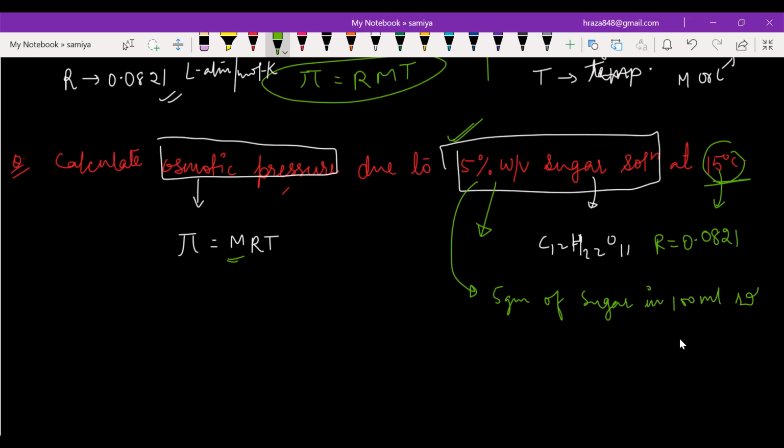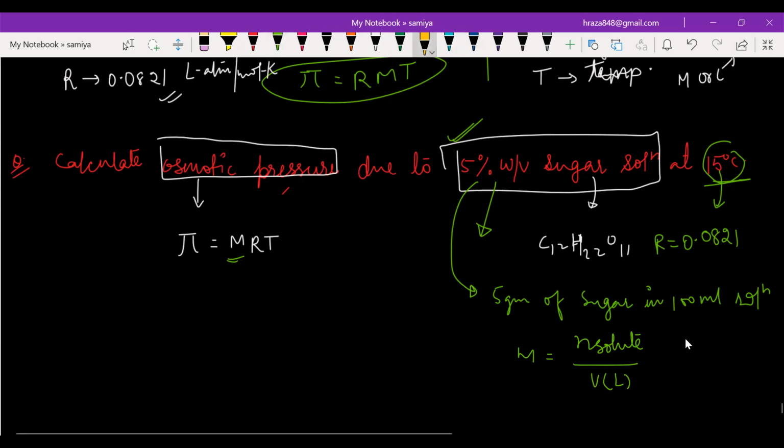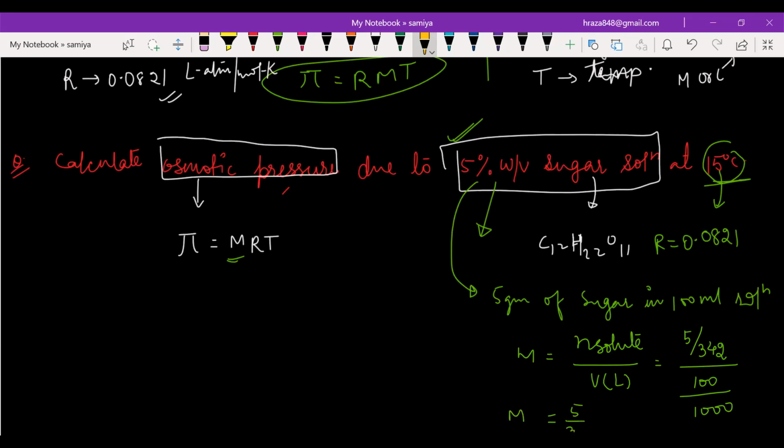So we can easily calculate molarity here. Molarity is equal to number of moles of solute upon volume of solution in liter. What will be the number of moles of solute? Given mass, that is 5, upon molar mass, which is 342, upon volume of solution, 100 divided by 1000 because we need to convert it into liter. So molarity will be approximately 5 upon 342 into 10, which is 50 upon 342.